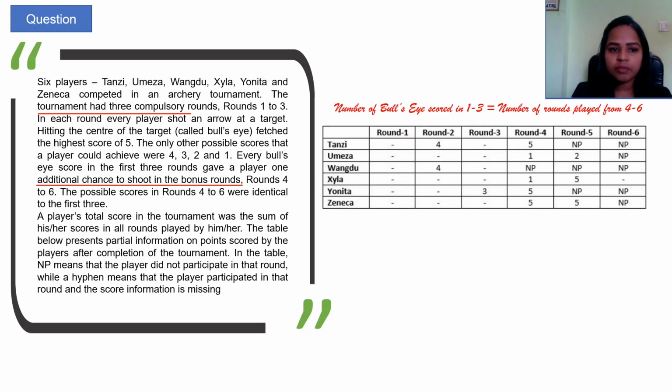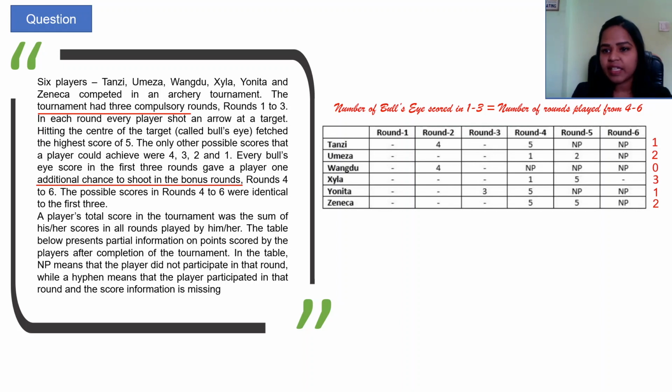The table below represents the partial information on points scored by the players after completion of the tournament. In the table, NP means that the player did not participate in the round, while hyphen means that the player participated in the round and the score information is missing. So now it's very clear what the question is telling us.